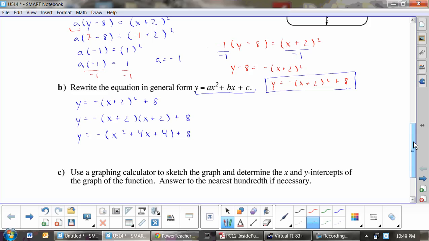Okay, so the trickiest part of this question is we have to make sure that we distribute that negative sign to everything inside the brackets. So we'll get y is equal to negative x squared minus 4x minus 4 plus 8. And so our final answer: negative x squared minus 4x plus 4.